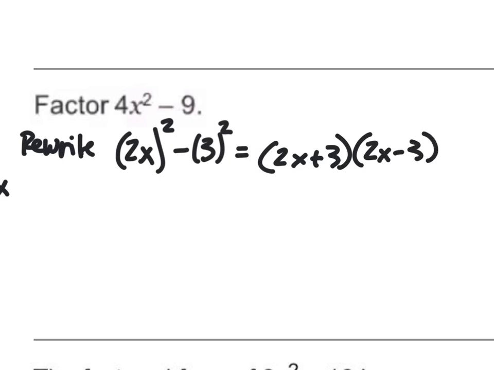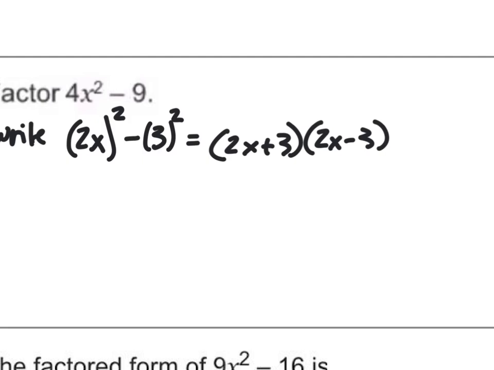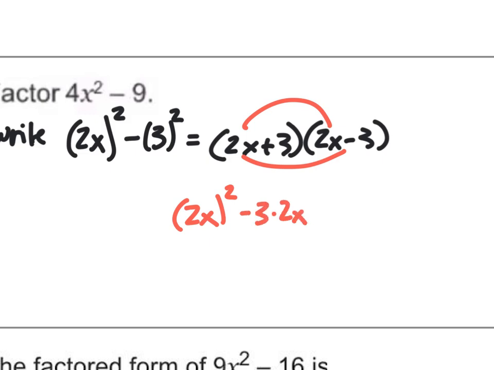And remember, if you're wondering whether you factored this correctly, then remultiply it out. If I FOIL it, I'm going to get 2x quantity squared. Then I'm going to do 2x times negative 3, so minus 3 times 2x, and then plus 3 times 2x, and then minus 9, which is negative 3 times negative 3. Let me write that out. And then minus 3 times 3. So 2x squared is going to give me 2 squared, which is 4, and then x squared, which is just x squared.